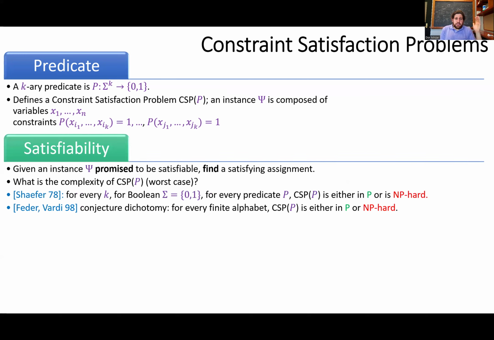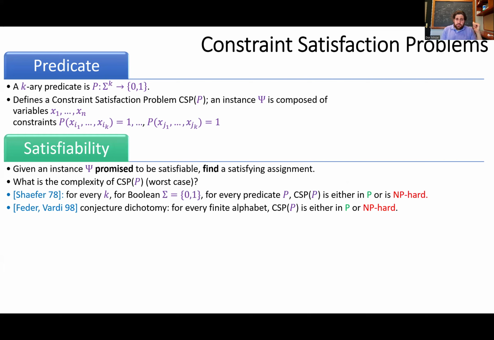So with this in mind, the problem of satisfiability asks, given an instance psi that is promised to be satisfiable, can you efficiently find a satisfying assignment? So what's the computational complexity of this problem of finding a satisfying assignment?